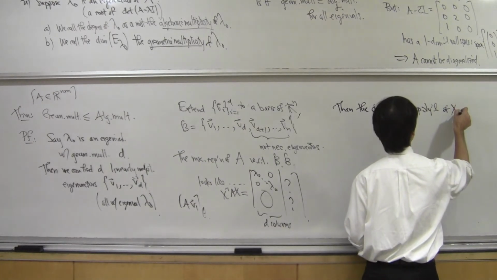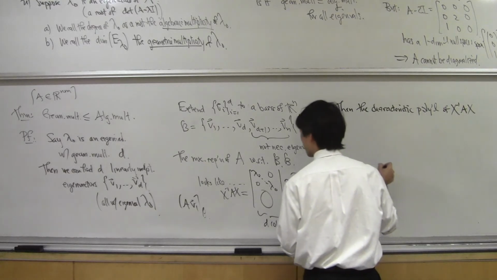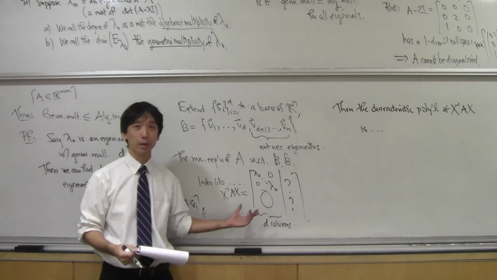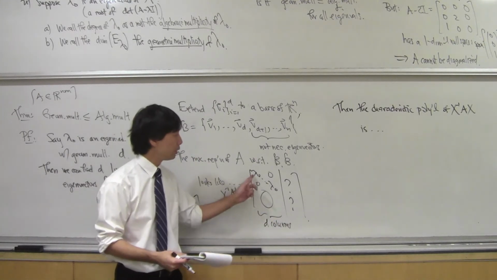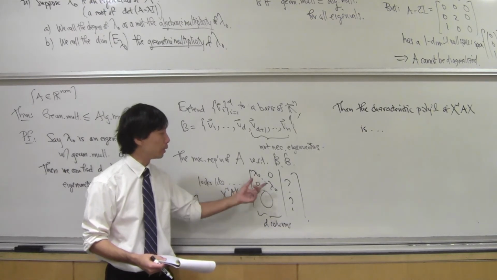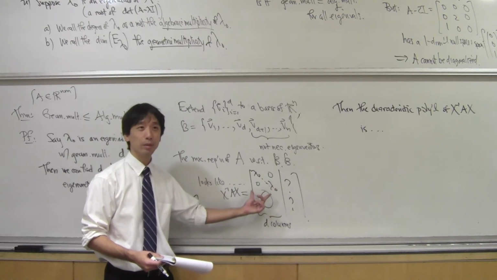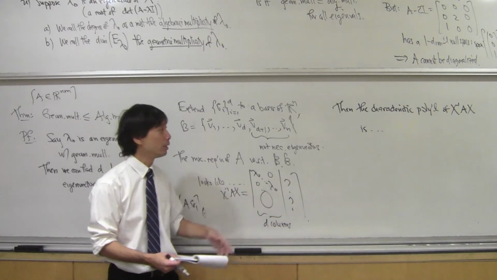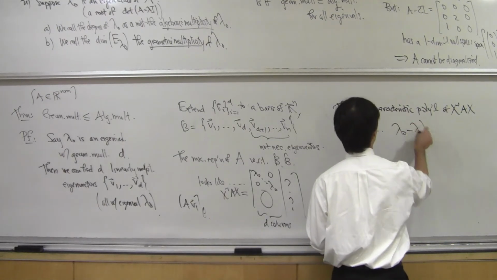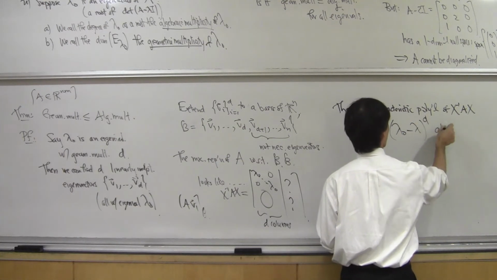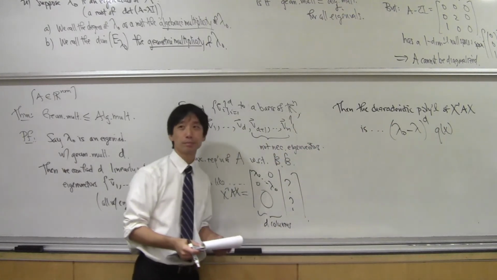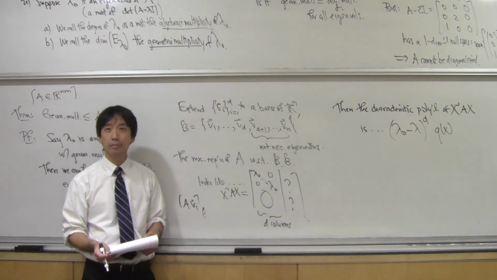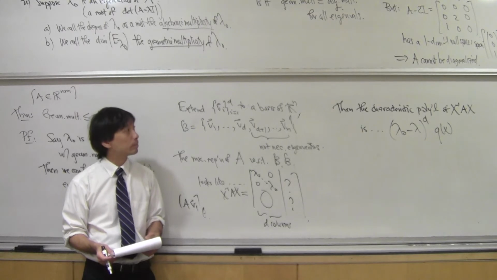The characteristic polynomial of X inverse AX looks like what then? What happens when you take the characteristic polynomial of this thing? Well, you're going to have the determinant of this thing minus lambda, right? So you're going to have lambda naught minus lambda, lambda naught minus lambda, lambda naught minus lambda. So you're going to have lambda naught minus lambda to the d times some other stuff. What's the word before polynomial? Characteristic.